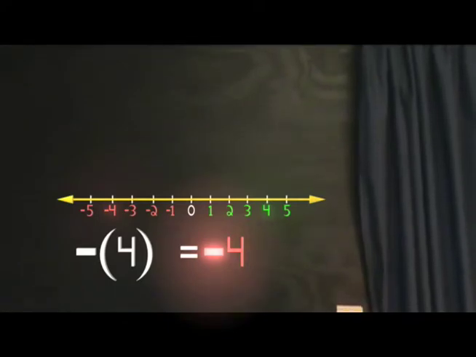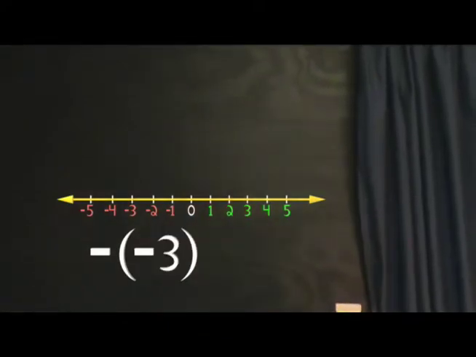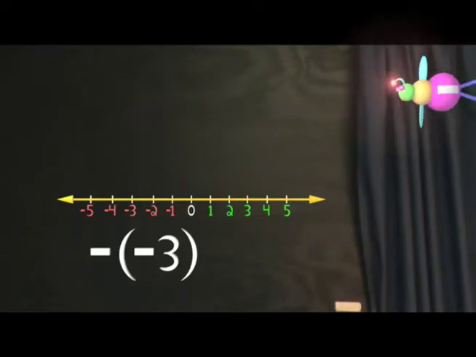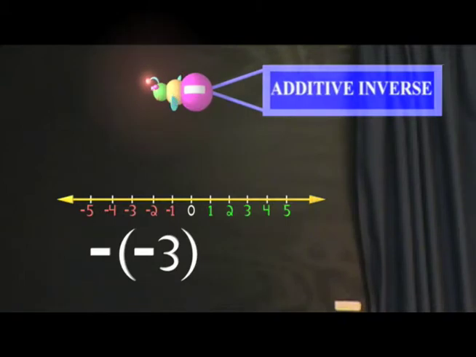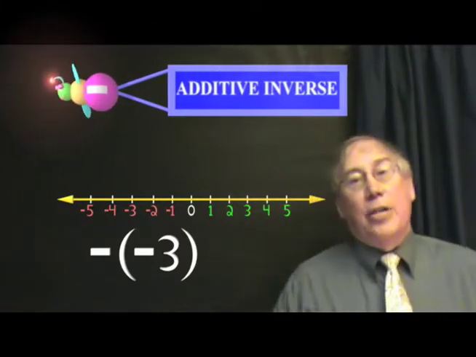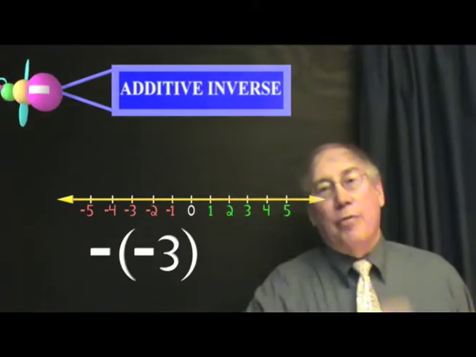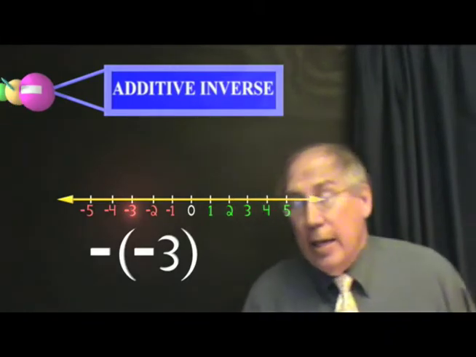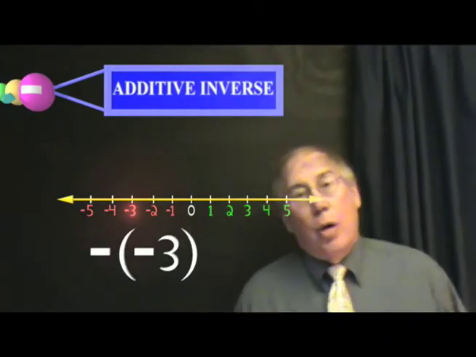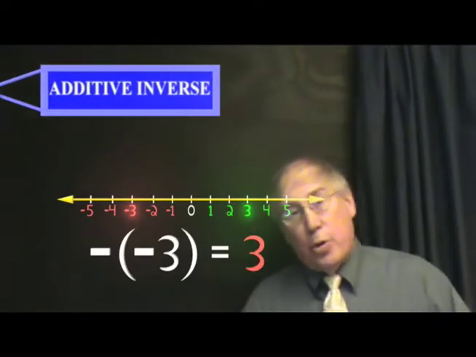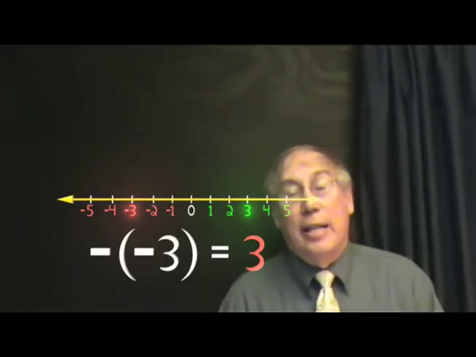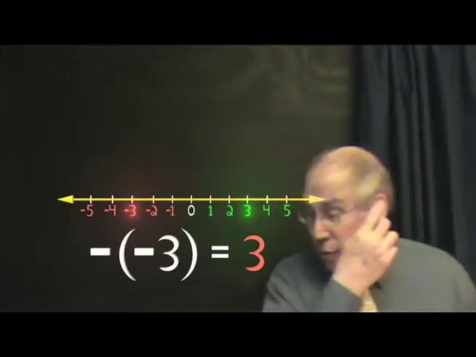Now in our next example here, we're going to get the negative of the quantity negative 3. This is asking what is the opposite of negative 3 on the number line. It's 3. So let's use this idea when we're adding and subtracting real numbers, and I'll show you where it is used.